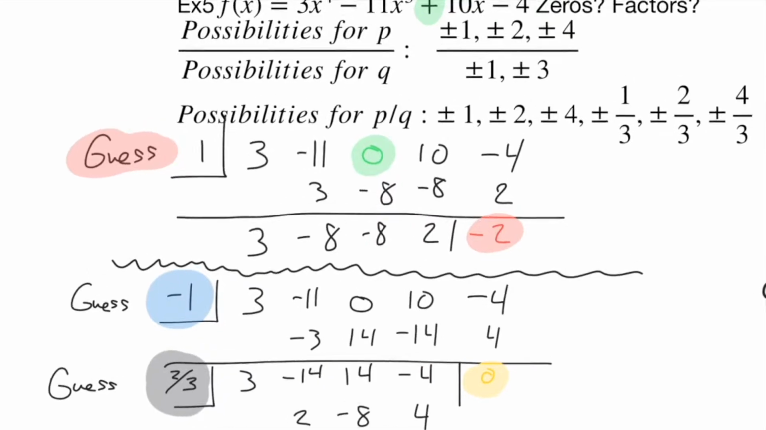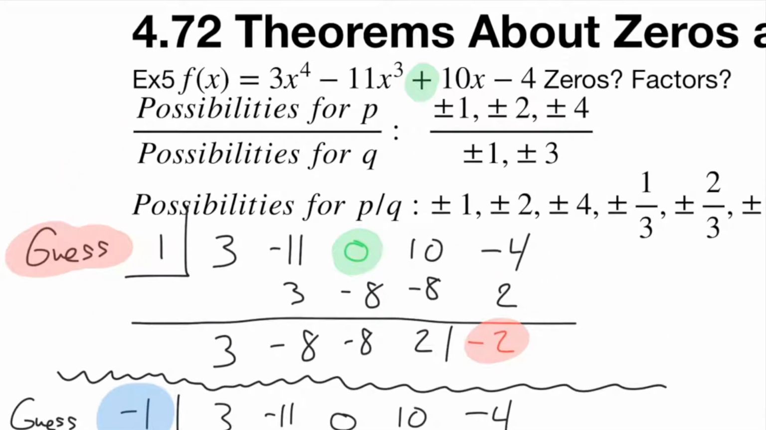And so here's what you can see. I'm going to take as my guess 1. 1 is always a possibility because 1 divided by 1 is 1, so that's one of my guesses. One thing I want to notice about this function is that it's missing a quadratic term. So the coefficients are 3, negative 11. You have to insert a 0 because there's no x squared term. And then 10 and negative 4. So here it is. I'm going to guess 1, and then I'm going to do my polynomial division.